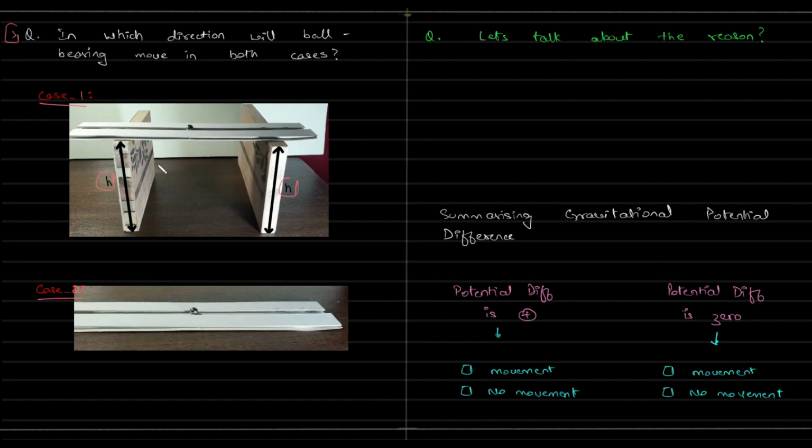In case 1, we have set up the board on the plank. Remember, these two planks are of the same height. In case 2, we have placed the system on the ground, right? So now let's look at the question. In which direction will the ball bearing move in both the cases? I would like you to pause, take a second and think it over.